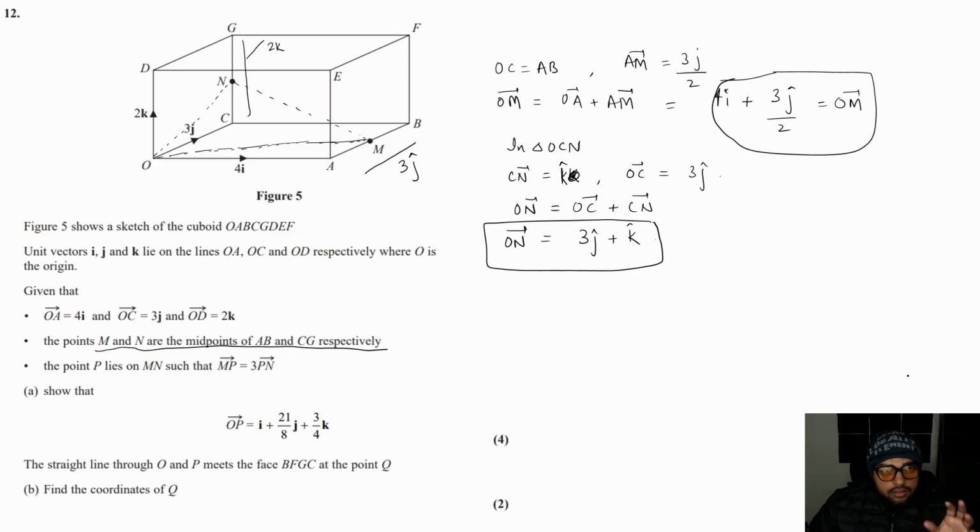MN. So in the triangle, yeah. Now if you are able to visualize this part, in the triangle OMN, what will be the value of MN? MN vector will be equal to, as we can see here, ON vector negative of OM vector.